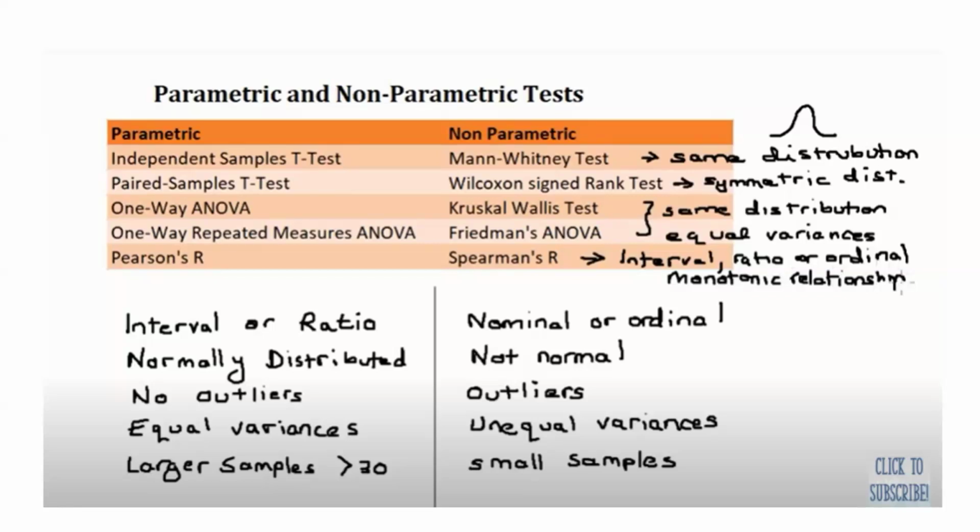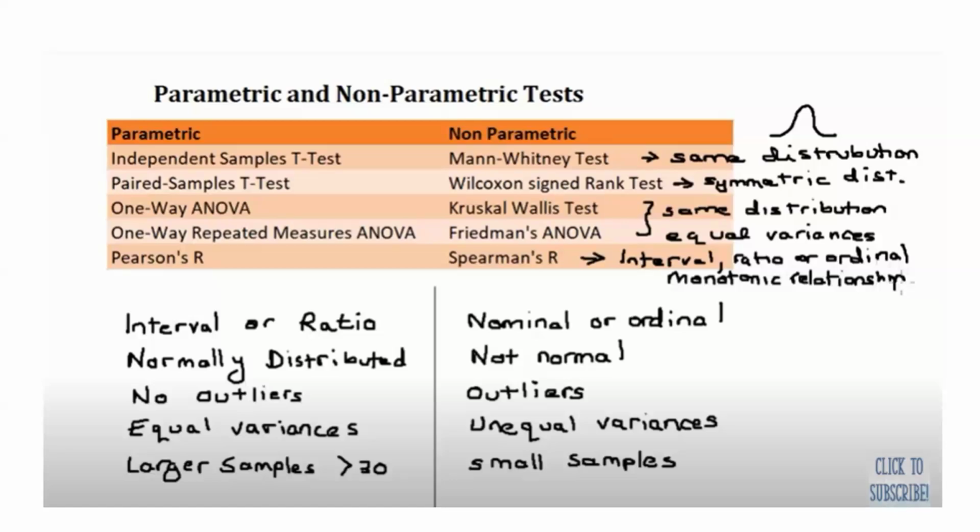And what about non-parametric? We use non-parametric tests, such as the Mann-Whitney test, the Wilcoxon signed-rank test, the Kruskal-Wallis test, Friedman ANOVA, and Spearman R, when parametric tests fail. When the assumptions for parametric tests fail, such as when you have nominal or ordinal data, when you don't have interval or ratio or scale data, like when we have categories, we use non-parametric.